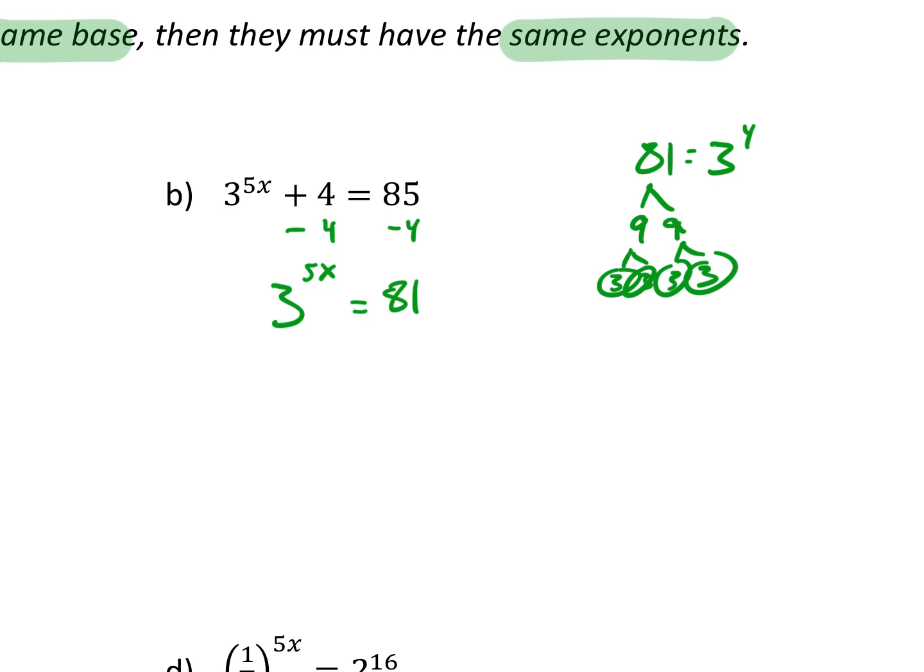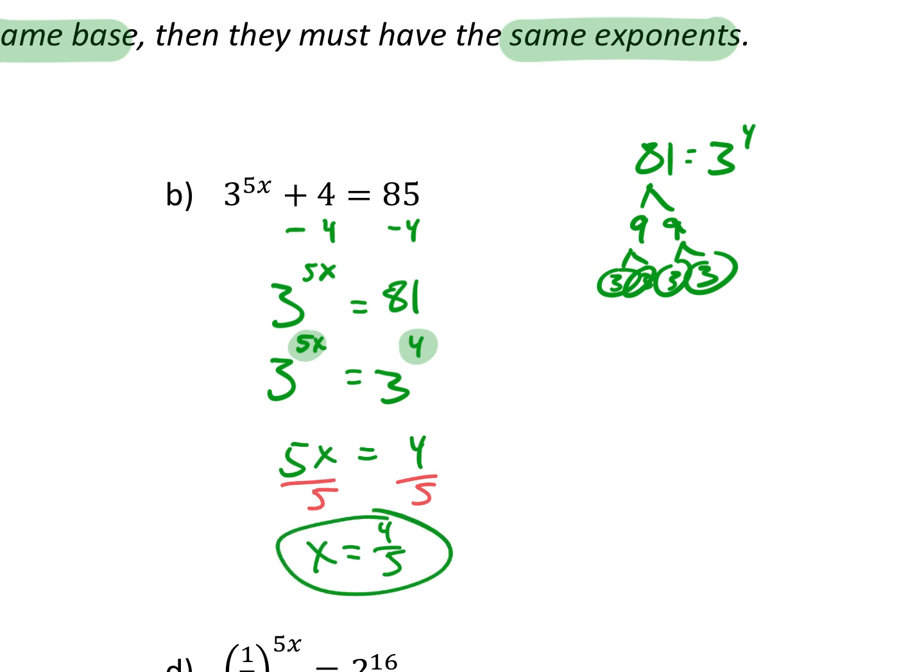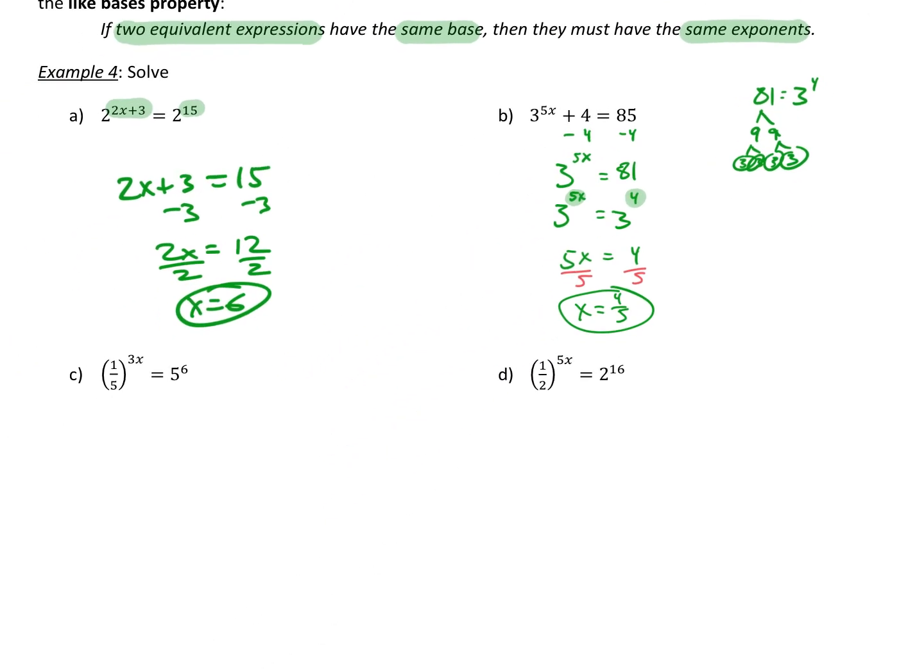So if we do some prime factorization, we can rewrite this as 3 to the 4th power. And now we know 3 to this power equals 3 to this power. So these two powers must be the same. 5x equals 4. That's an easy equation to solve. Let's divide by 5. And x equals 4/5. See that? So first of all, got to get that power by itself. And then we've got to rewrite this as a power. And hopefully they have the same base. If they do have the same base, then we're home free. We can make the exponents equal.